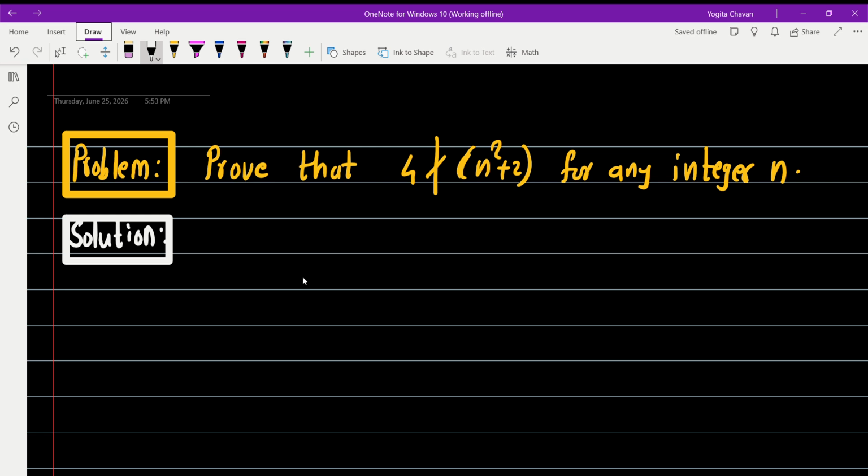Hello friends, today we prove 4 does not divide n square plus 2 for any integer n. Means आप कोई भी इंटीजर ले लो n, उसका स्क्वायर करो, उसमें 2 ऐड करो, 4 उस नंबर को कभी डिवाइड नहीं करेगा. Now we prove this by contradiction.